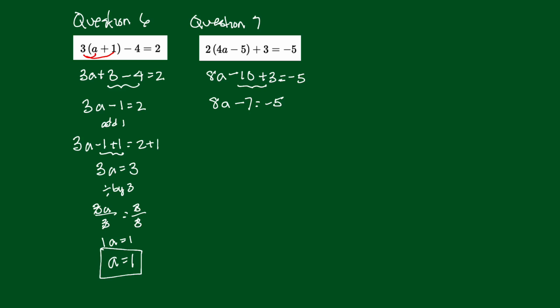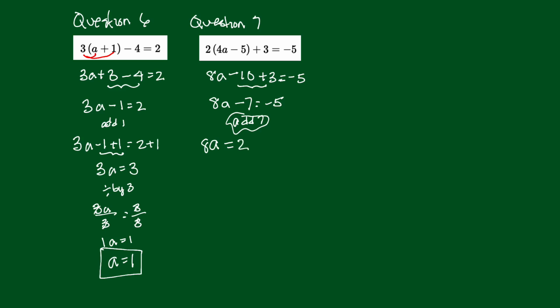Now, look what we've done here. We've subtracted 7. I multiplied by 8, then I subtracted 7. So let's undo. We'll add 7. Here's what I'm thinking. I'm thinking I'll add 7. I'm just going to do it. 8a equals, now add 7. I get negative 5 plus 7 is a 2.